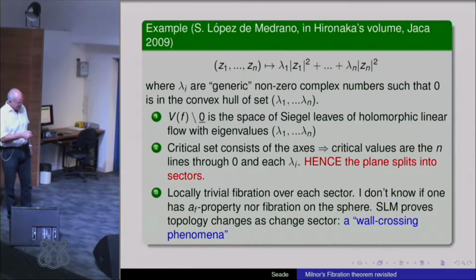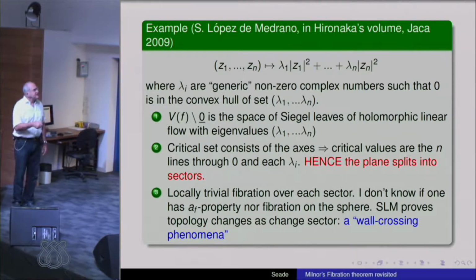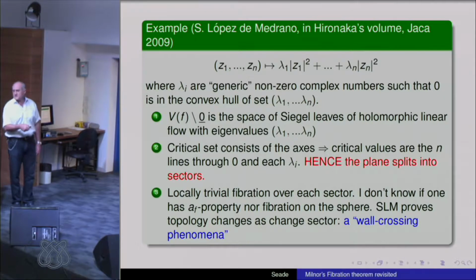Another example, take arbitrary non-zero complex numbers lambda 1 to lambda n, and assume they are generic in some sense, and the convex hull contains the origin in its interior. It's an example studied by Santiago López de Medrano. It's published in a paper in Hironaka's volume of the JACA conference in 2009. It's very interesting. These functions arise from holomorphic dynamics. The zero set of this function is what is called the space of Siegel leaves of the holomorphic linear flow with eigenvalues lambda 1 to lambda n. So you have this very nice function.